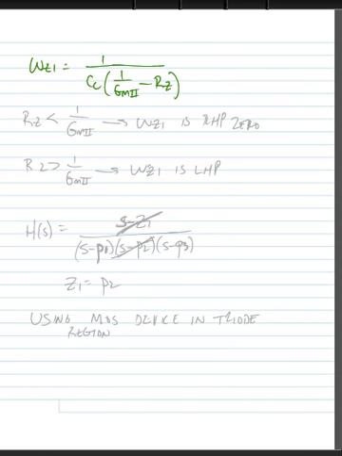And so the position of the zero depends on the size of RZ. So if RZ is less than 1 over gm2, then omega Z1 is a right half plane zero, and we still have our phase shift issue. Whereas if RZ is greater than 1 over gm2, then omega Z1 is a left half plane zero, and our phase shift problems are ended.